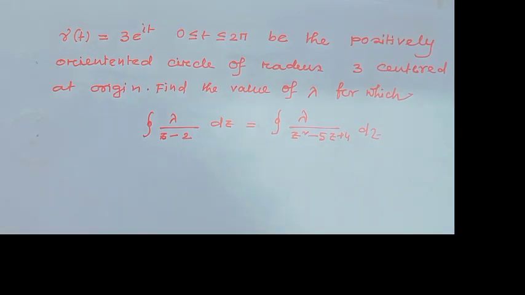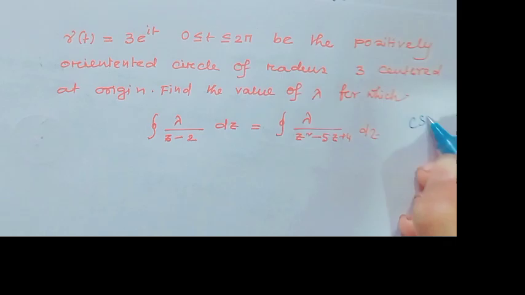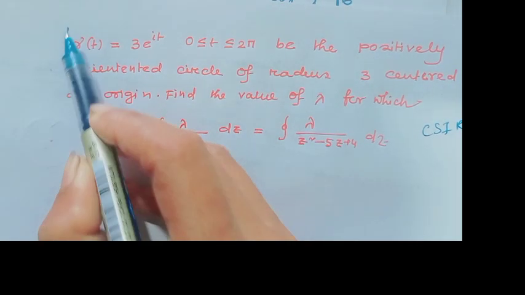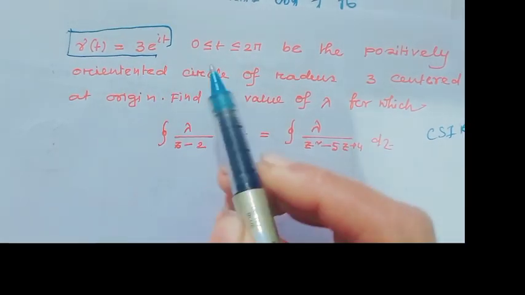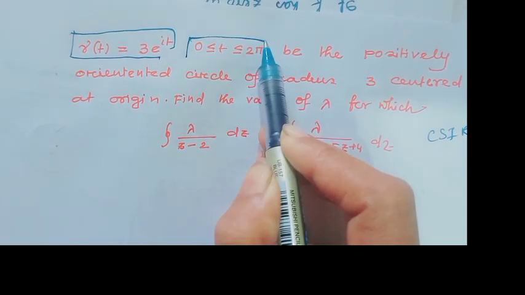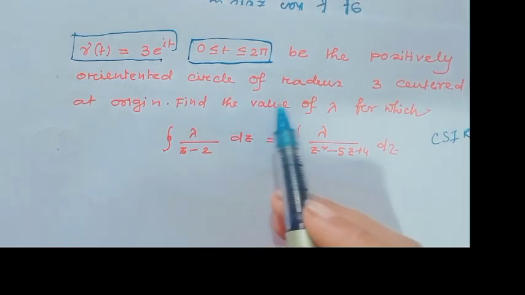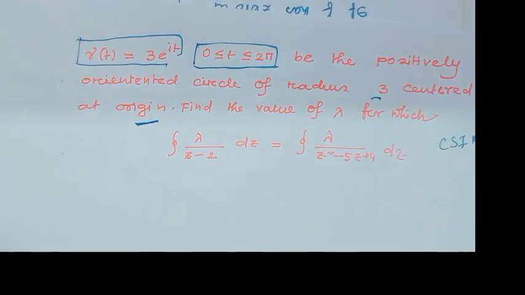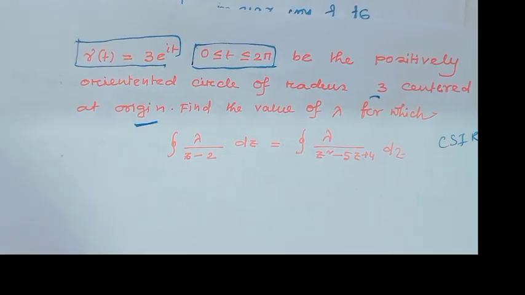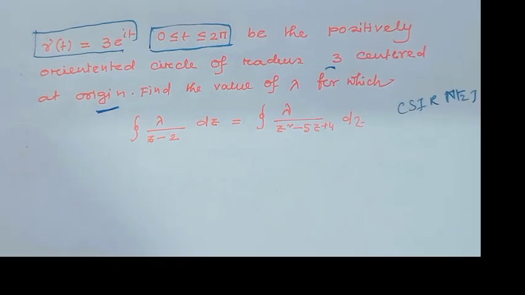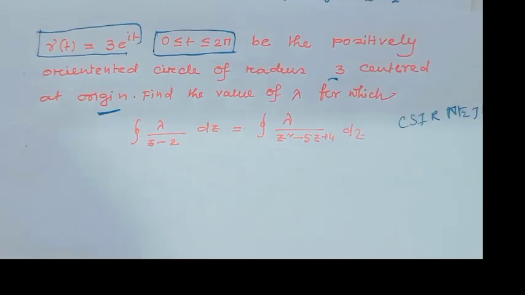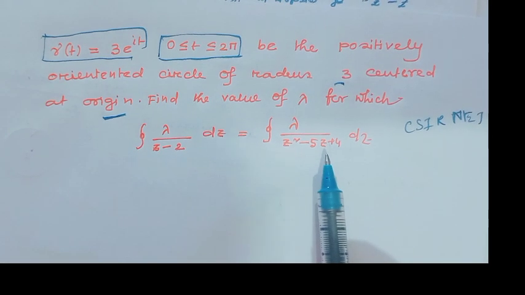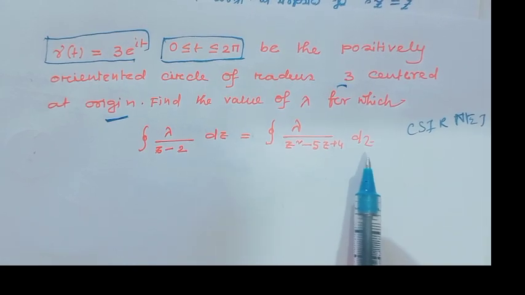Next question, which came in a CSIR NET exam. Gamma of t equals 3 e to the power i t, where t lies between 0 and 2 pi, is the positively oriented circle of radius 3 centered at the origin. Then find the value of lambda for which the integral over gamma of lambda over z minus 2 equals the integral of lambda over z squared minus 5z plus 4 dz.